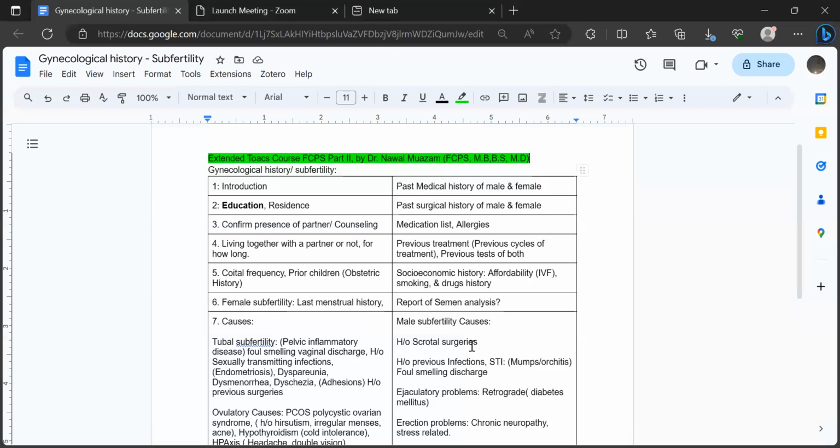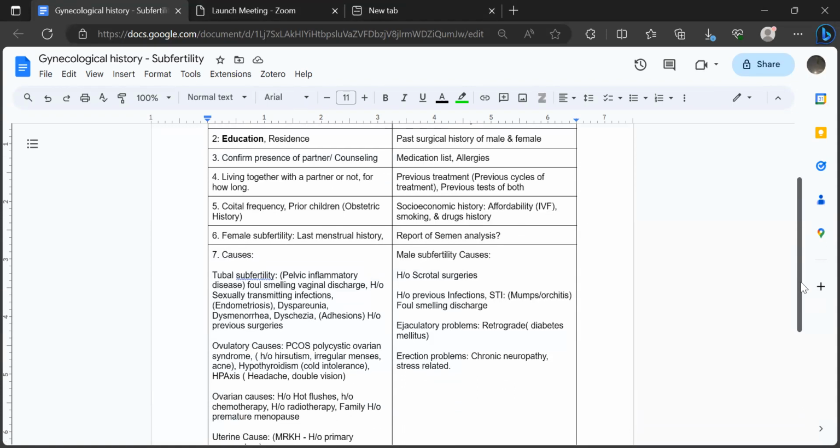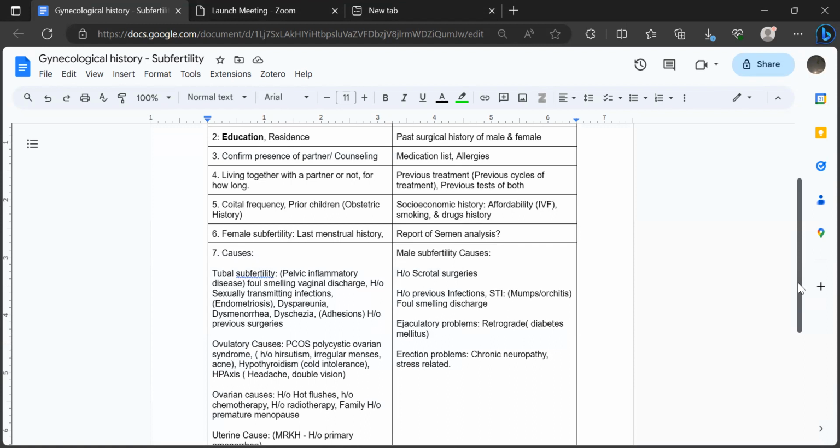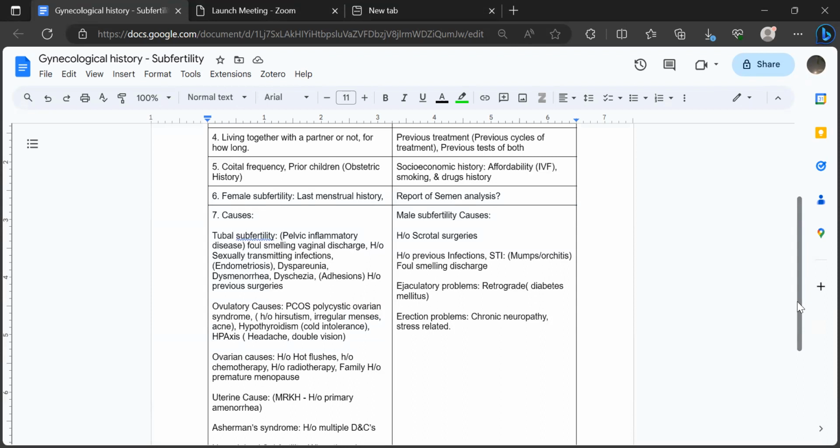The most important thing to ask before going to the causes of female subfertility is the report of semen analysis. Then you should ask about the socioeconomic history and affordability, because if we are going to tell them about IVF cycles, we have to know the affordability of the patient. Then smoking and drug history. Now coming to the causes of female subfertility and the causes of male subfertility.